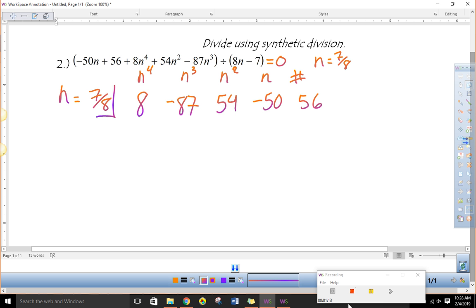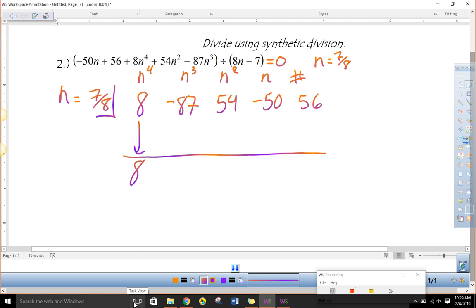How do I start? You bring down the 8. Bring down the 8. Good. I feel like sometimes people get through the setup and then they're like, okay, now what do I do? How do you start? Okay. What do I do with that 8? We're going to multiply it by this guy over here, right? This is all multiplying. And multiplying by 7/8, what are the 2 steps you're going to do to do that in your head?